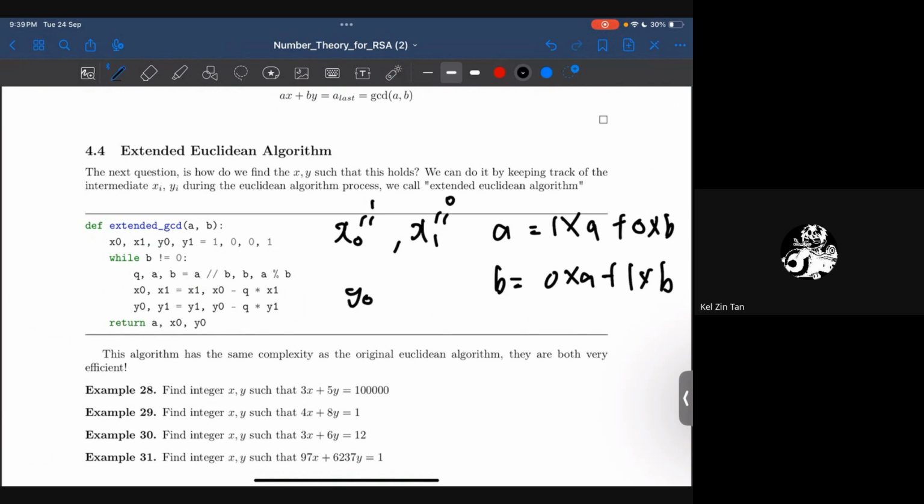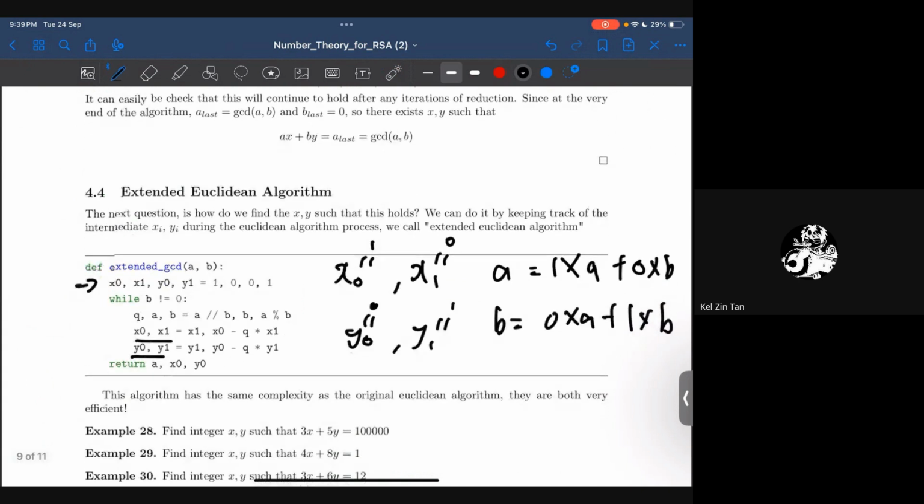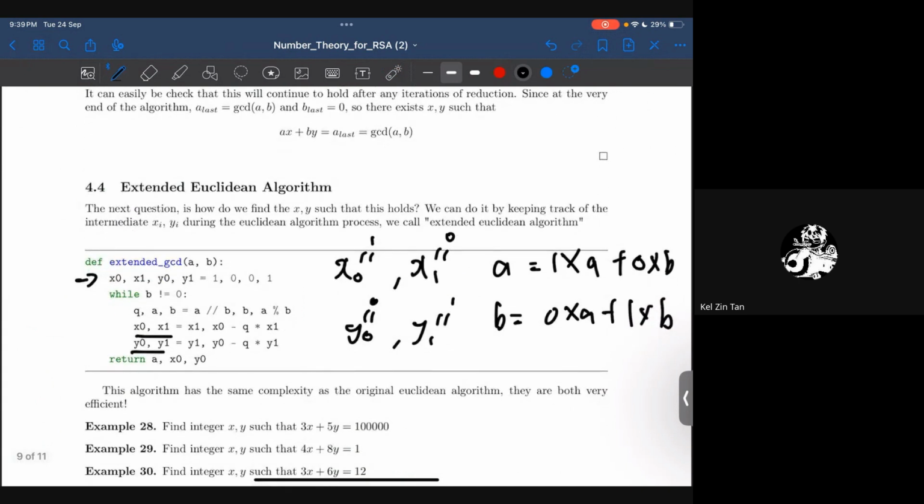And then y0 is equal to 0 and y1 is equal to 1. So this is what we had initially. Then I just want to make sure that after every step, my x0 and x1 are updated to the correct values. So how do we check the update? This thing is just swapping, right?